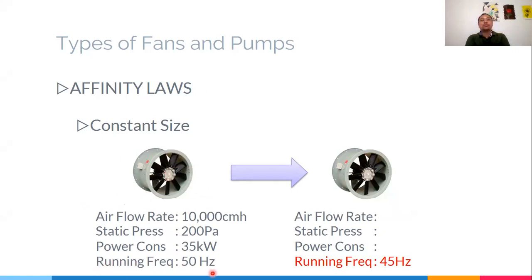Ang running frequency niya o speed niya, sometimes it will be on a unit of RPM. So yung rotational speed ng motor mo, 1440 revolutions per minute. Or you could also express it in frequency, in hertz. So yung hertz mas madali natin i-measure kaysa dun sa rotational speed. Yung hertz can be measured sa electrical frequency. So sa Pilipinas, it's 60 hertz. Sa dito sa Singapore, it's 50 hertz. Kaya 50 hertz yung nilagay ko dito.